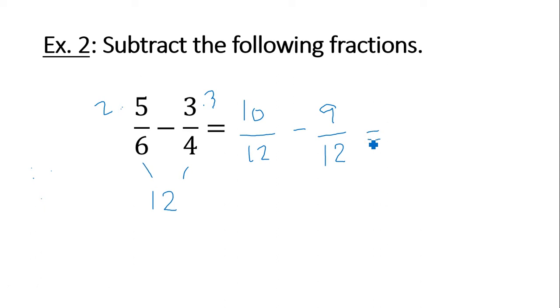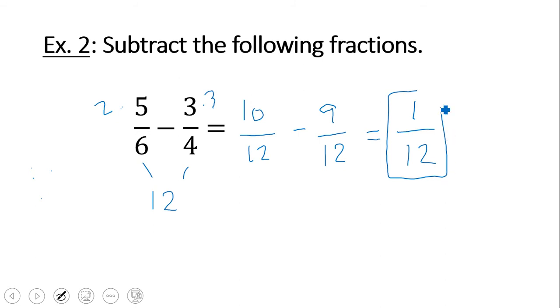So 10 over 12 minus 9 over 12, our final answer is going to have a denominator of 12. 10 minus 9 equals 1. And that's our final answer, 1 over 12.